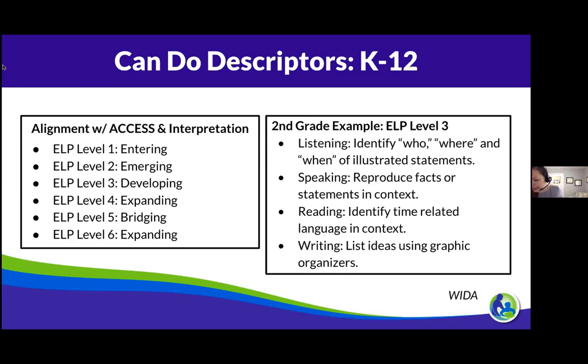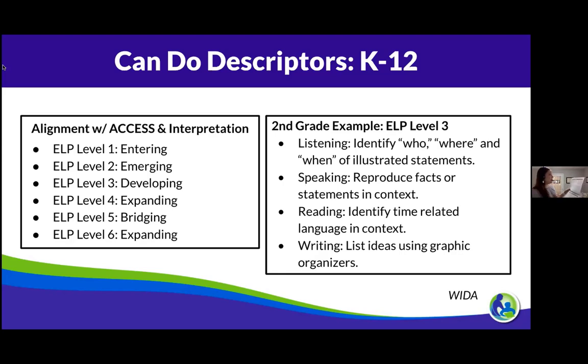Again, they align with the ACCESS scores. So we have level 1 is entering, then emerging, developing, expanding, bridging, and reaching. Okay. And what I would do is I always keep it really simple for our example purposes. If I found out that my dual language learner, Joey, got a 3 in all the areas, so listening, speaking, reading, and writing, he got a 3.